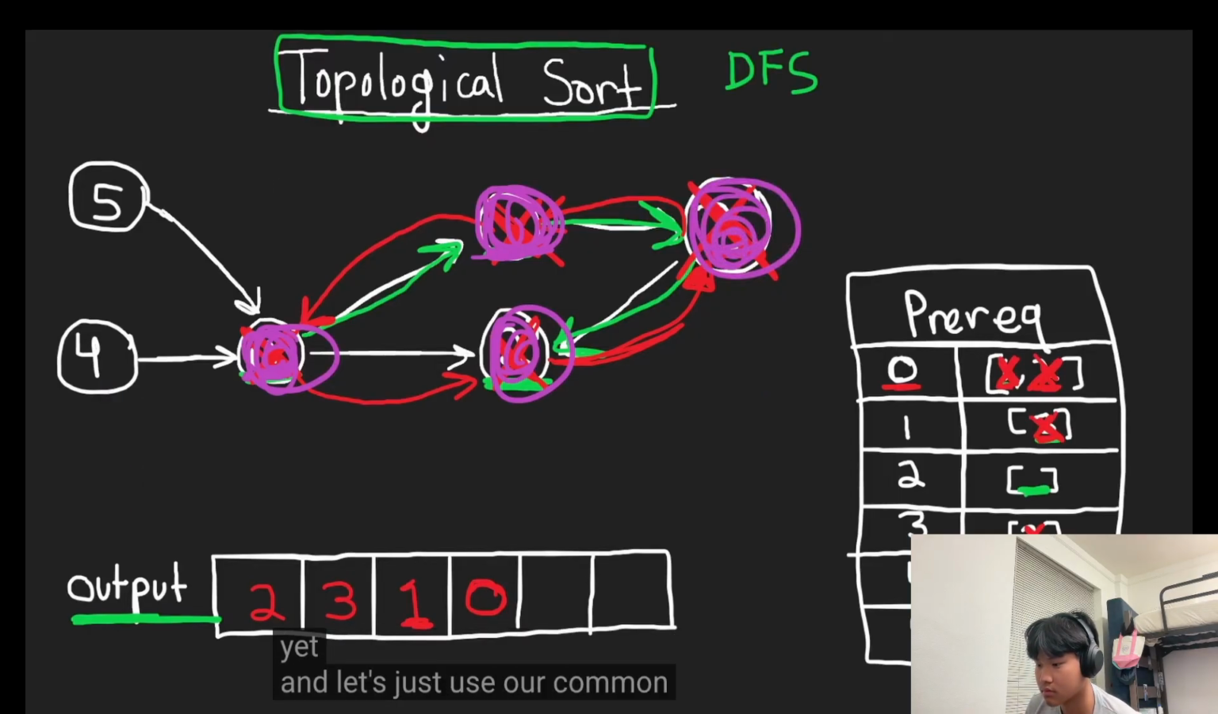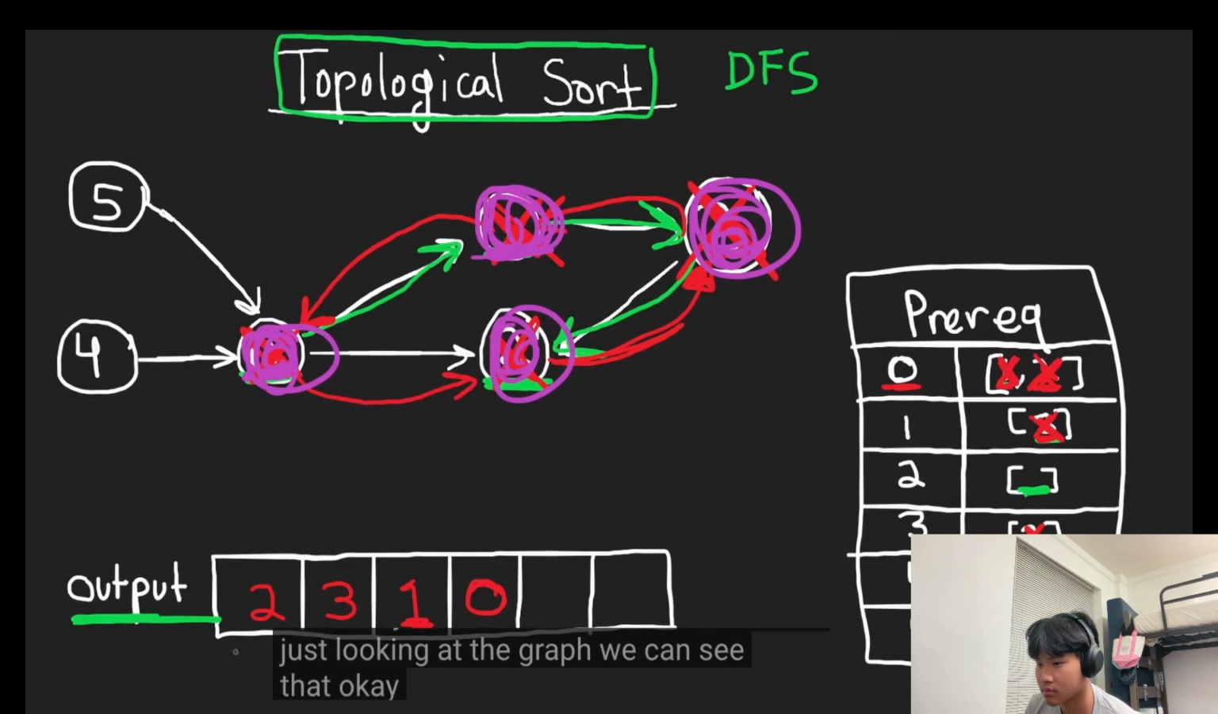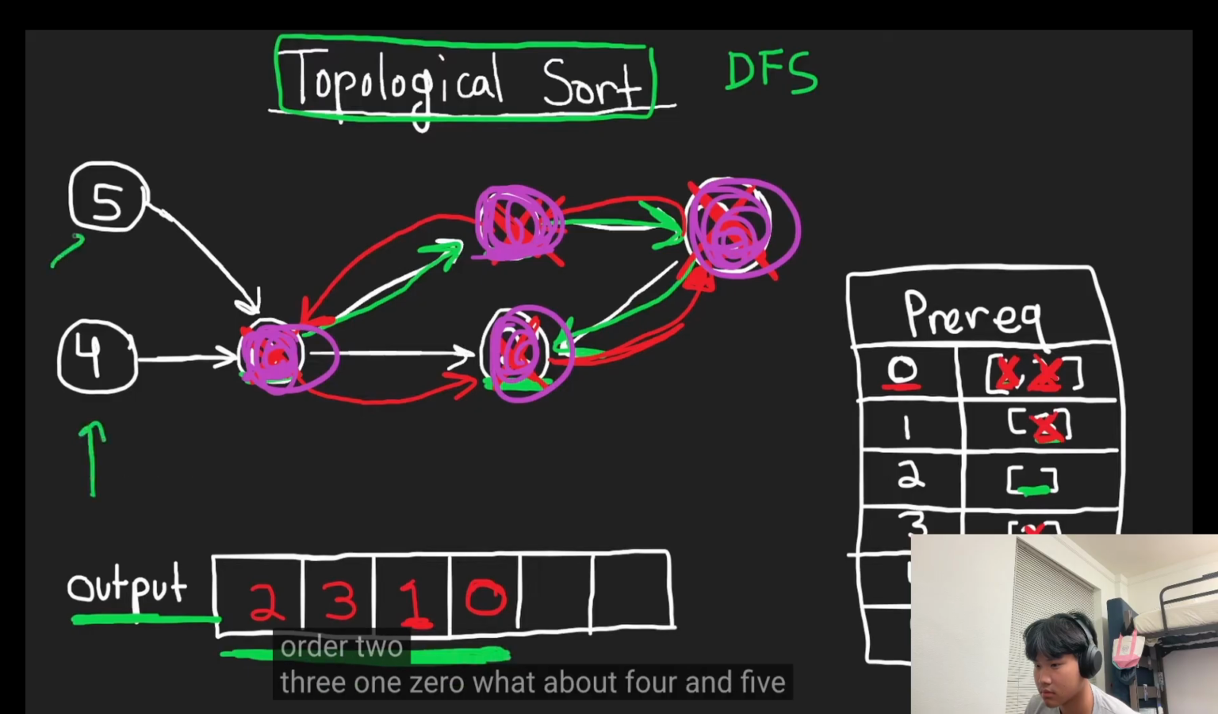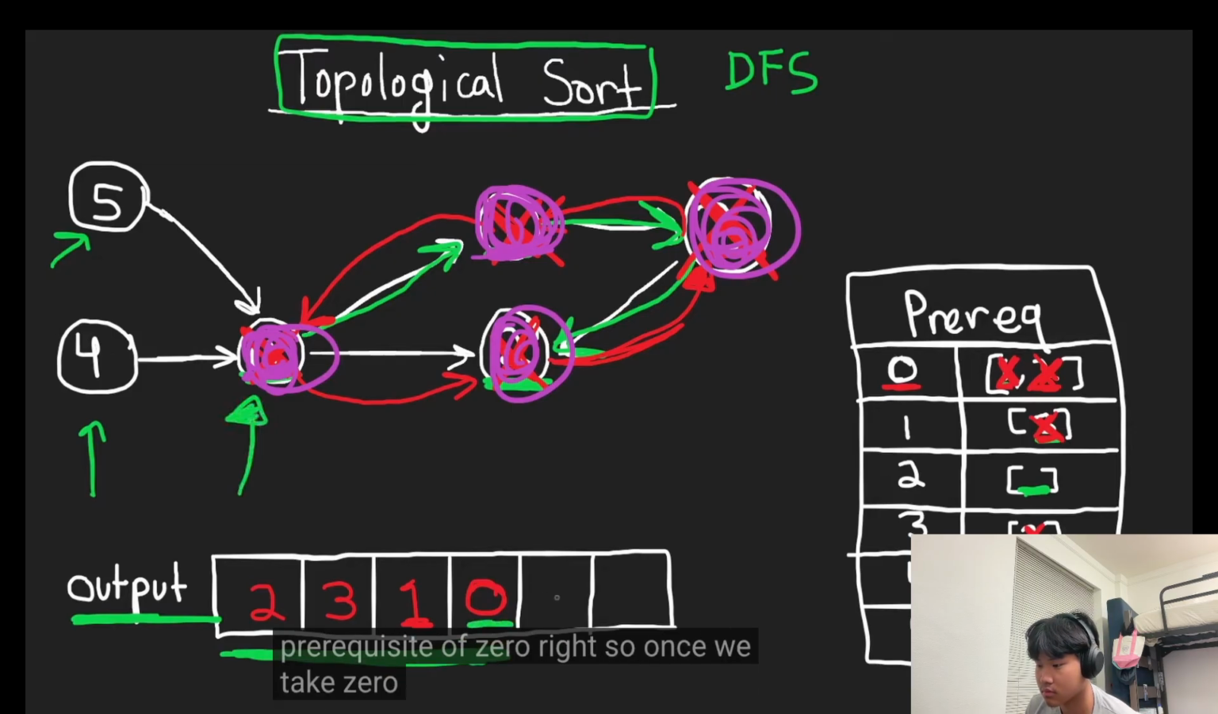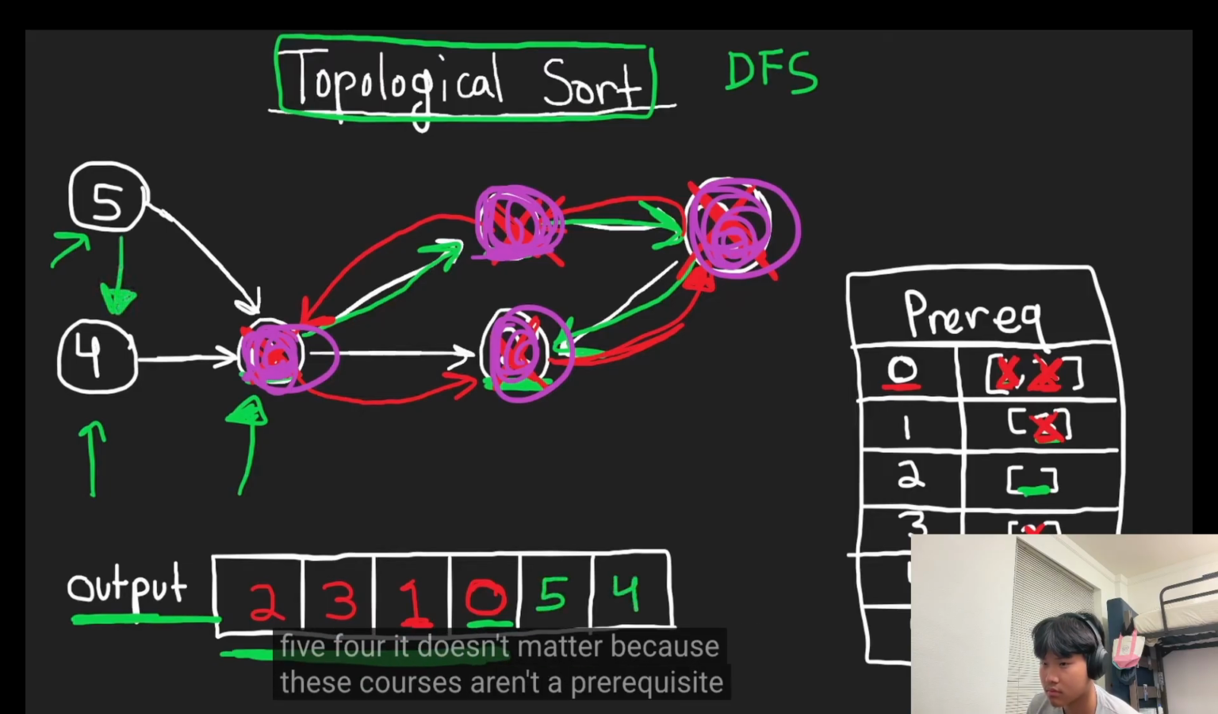And let's just use our common sense. From just looking at the graph, we can see that, okay, we need to take these courses in this order, 2, 3, 1, 0. What about 4 and 5? Technically, they both have a single prerequisite of 0, right? So once we take 0, we can take 4 and 5, but we can do it in any order, right? We can take 4, 5, or we can take 5, 4. It doesn't matter because these courses aren't a prerequisite of each other.